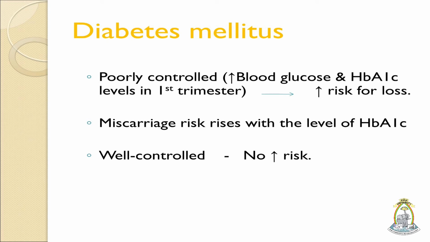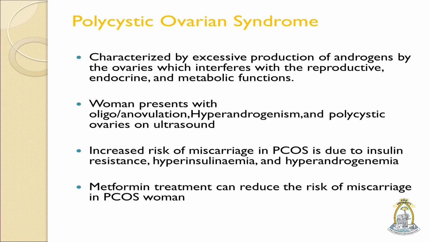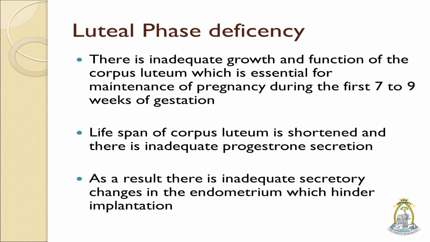This is what we talk about with diabetes. Of course, controlling the HbA1c reduces the risk of recurrent pregnancy loss or pregnancy loss. So in well-controlled diabetes, you're less likely to have that. As I said, polycystic ovarian syndrome is more likely to cause adverse follicle growth. The follicles are exposed to adverse conditions, and they are of poor quality, and even if they are fertilized, they are more likely to be lost.